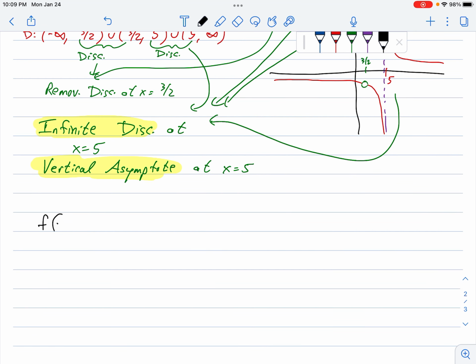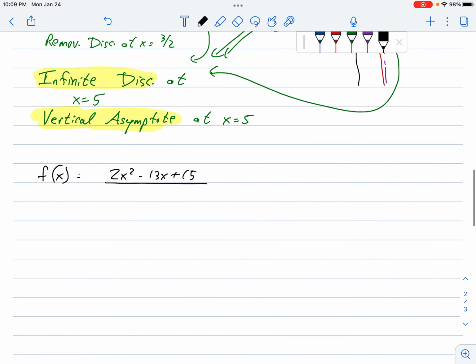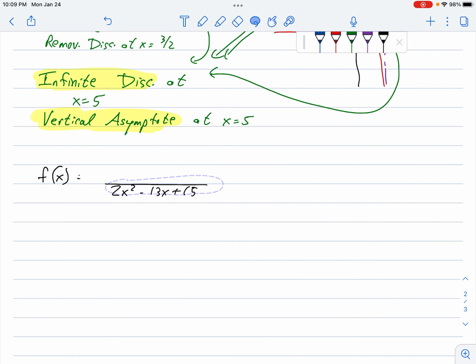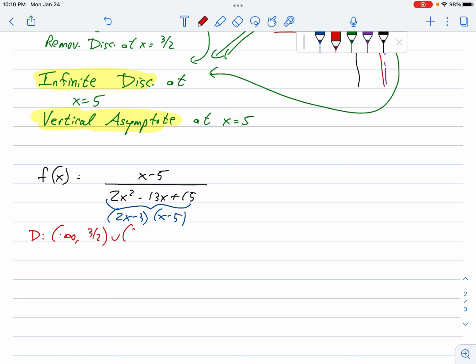One more. Let's do the same function one more time. And now I put it over the x minus 5. I'll do this a little faster because we had a longer discussion for the first one. Step 1 is domain. Obviously, I have the same factors, and I just did this, so my domain is the same. 3 over 2 I skip, and 5 I skip. Okay, I'm skipping 2 numbers in my domain.